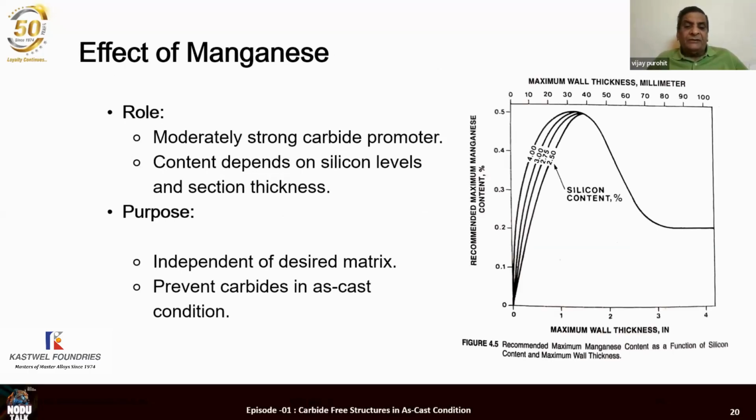This is the effect of manganese. Gentlemen, in India, most people use manganese as an alloying element. Manganese in HGN should not be more than 0.3%. You look at this curve on the right hand side. As your wall thickness increases beyond 1.5, 1.6, the manganese should be closer to 0.2%. Anything more than 0.2% is dangerous for the casting.